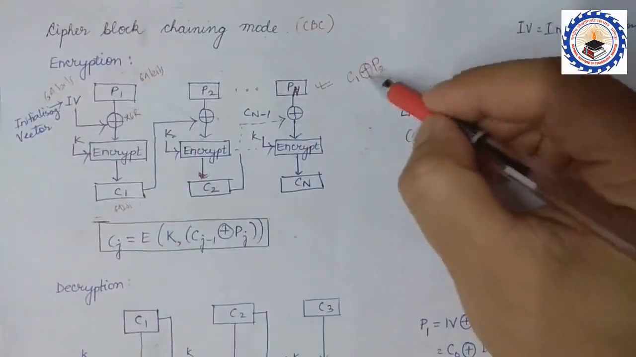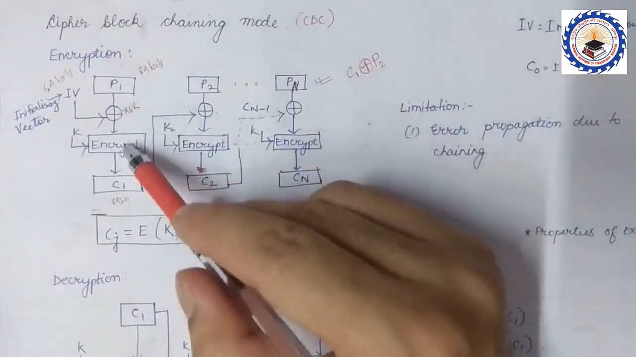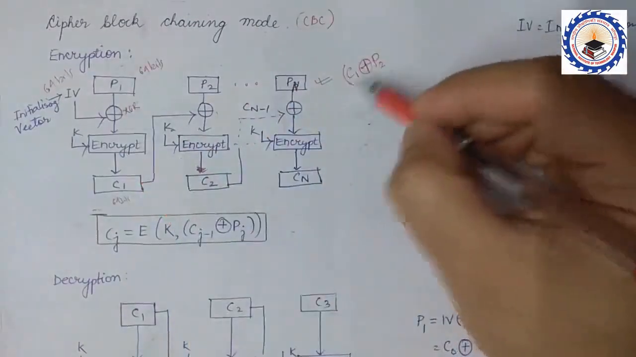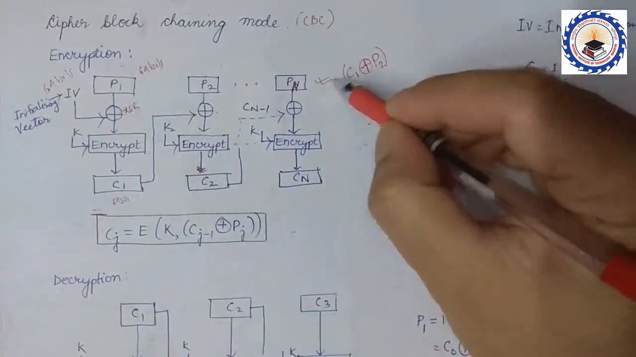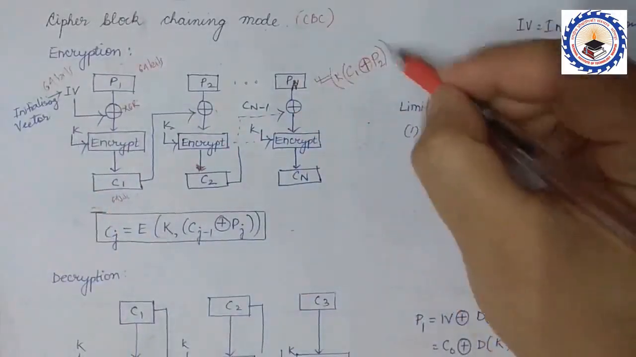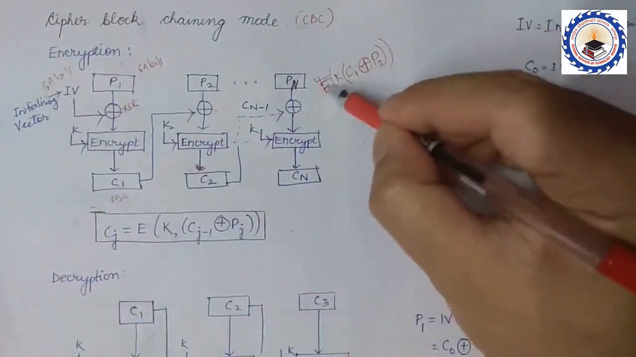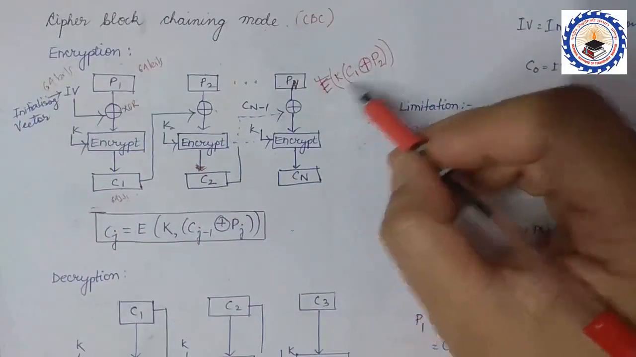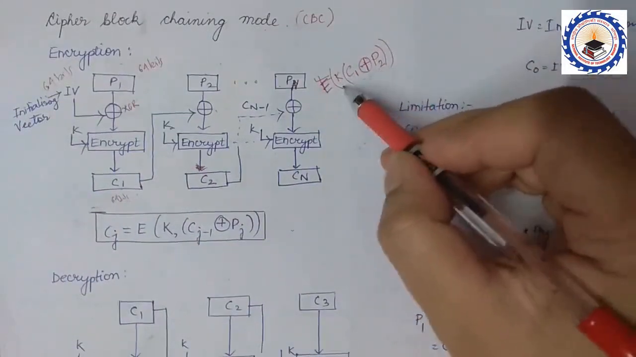For that, I have written XOR operations here. After the XOR operations, I have to do the encryption. For the XOR output, I have to do the encryption with whom? With the given key K. With the given key K, I have to perform the encryption algorithm here.